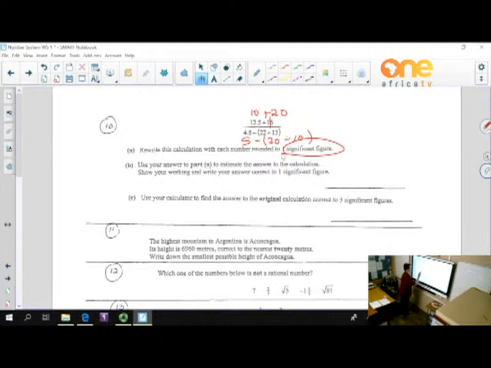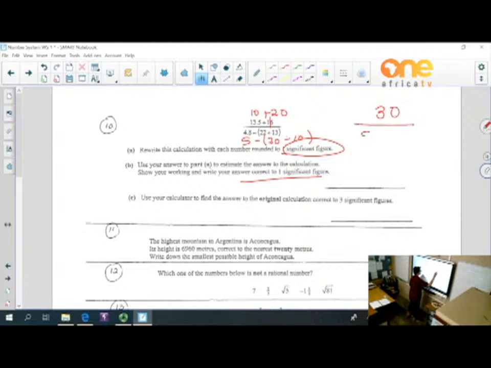Now they say use your answers. Don't do it on the calculator here. Use this to get your answer there to 1 significant figure. So it's 10 plus 30, divide by 5 minus 2 that we're going to do there. I have it that it's 30 over 5 minus 2. You see, 20 divided by 10 is 2. So 30 divided by 3, and that will give us an estimated answer of 10.